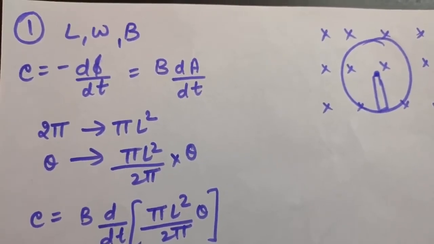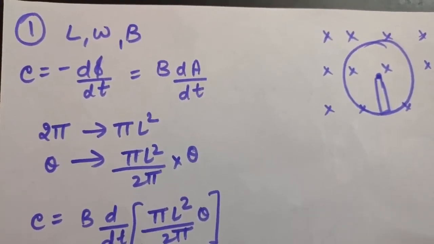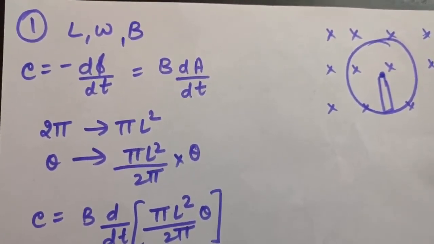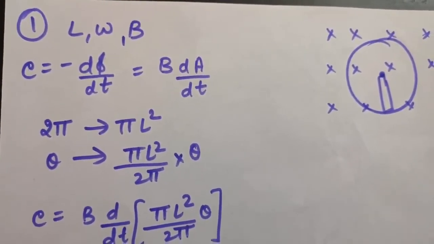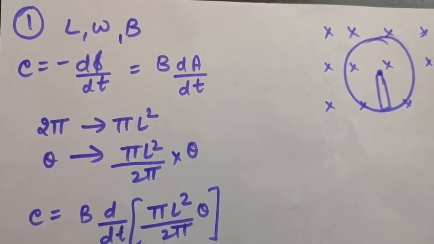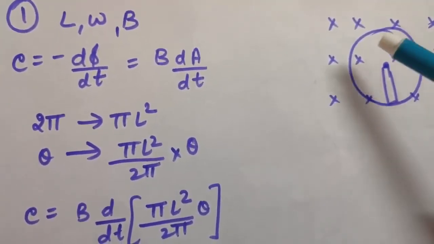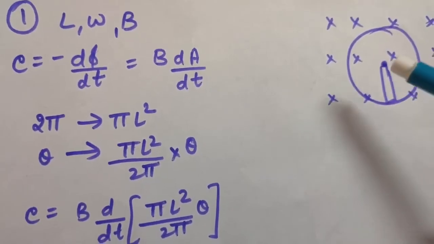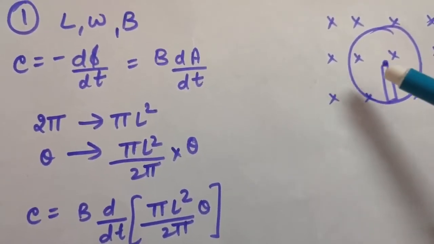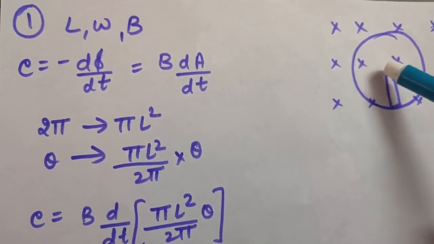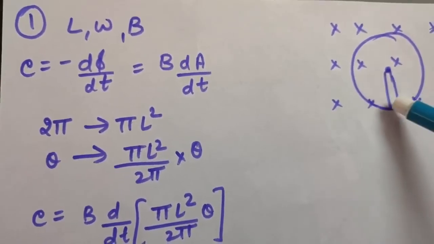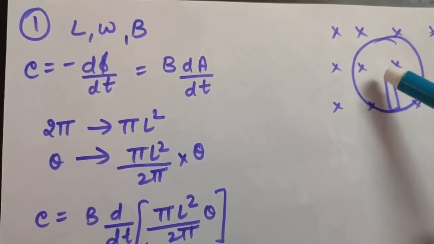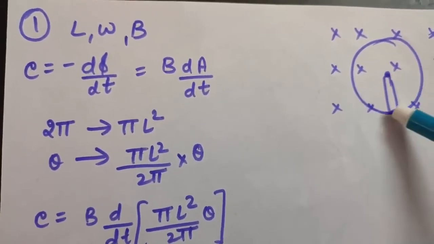It says a metallic rod of length L is rotated with angular frequency omega with one end hinged at the center and the other end at the circumference of a circular metallic ring of radius L. Okay, so we have taken a circular metallic ring of radius L. Let's say its radius is L. Now a rod is present there and one end of the rod is at center and one end is at circumference. Okay, so that means length of rod will also be equal to radius of ring, that will be equal to L.